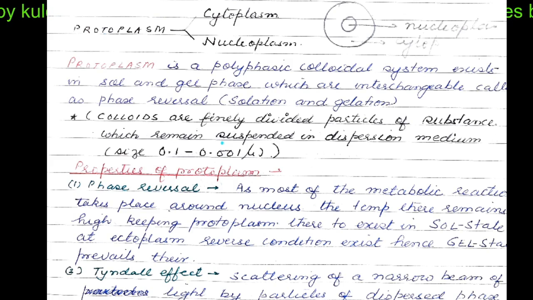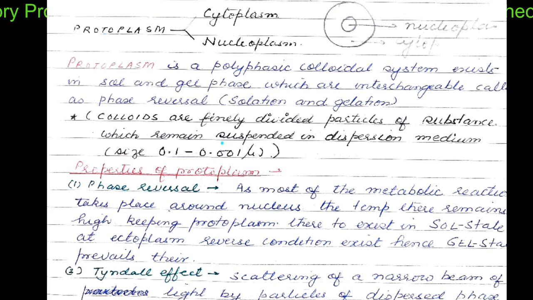Protoplasm, as I told you in that lecture, is a polyphasic colloidal system which exists in two states, called the sol and gel phase. These sol and gel phases are interchangeable, and this property is called phase reversal. It is performed by the process of solation and gelation. If the protoplasm undergoes solation, it gets converted into the sol state, and if it undergoes gelation, the sol state is converted into the gel state.